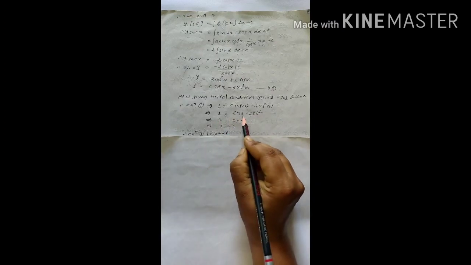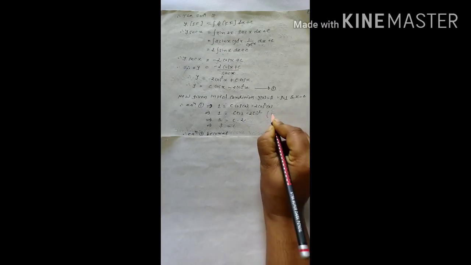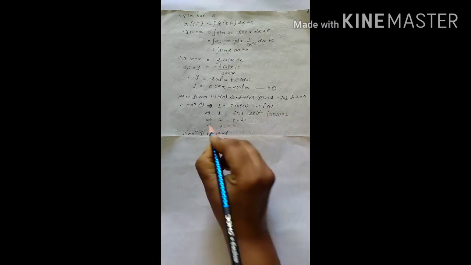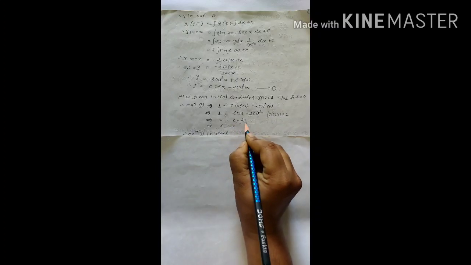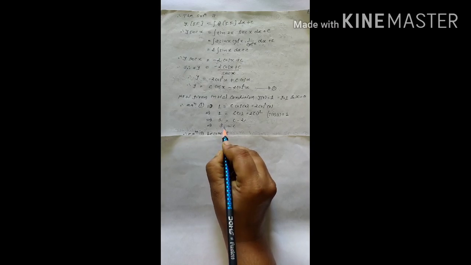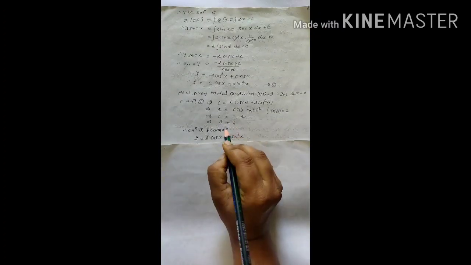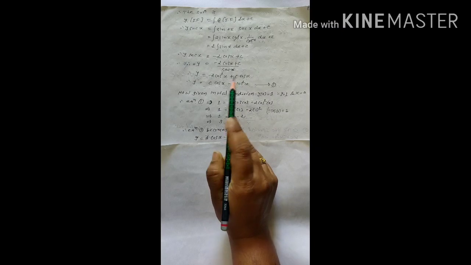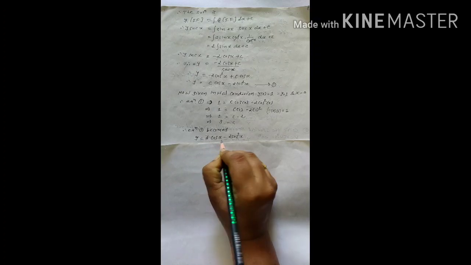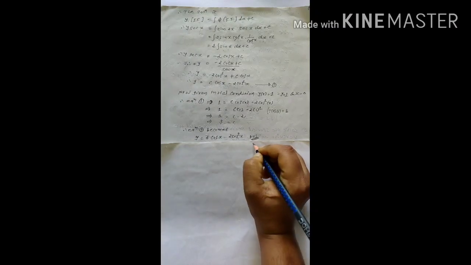Therefore, 1 is equal to c into 1 minus 2 into 1 square because cos 0 is equal to 1. Therefore, 1 is equal to c minus 2. Therefore, c is 1 plus 2, c is equal to 3. Now, put c is equal to 3 in equation number 1. Therefore, equation 1 becomes y is equal to 3 cos x minus 2 cos square x. This is the required solution.